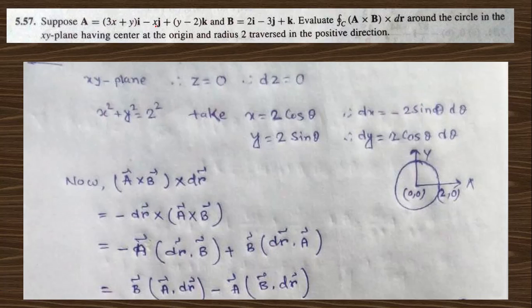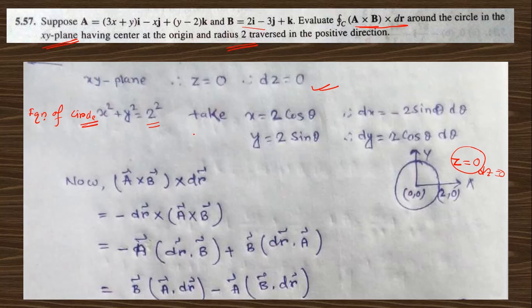that a vector equal to this, b vector equal to this, those vectors are given. Find a cross b cross dr around the circle in the xy plane having the center at origin, radius 2, traveling in the xy plane. That's when z equals 0, that is dz equals 0. Since this is the xy plane with a circle, the equation of the circle will be x square plus y square equals a square. a is the radius which is given as 2, so x square plus y square equals 2 square is the equation of this circle.